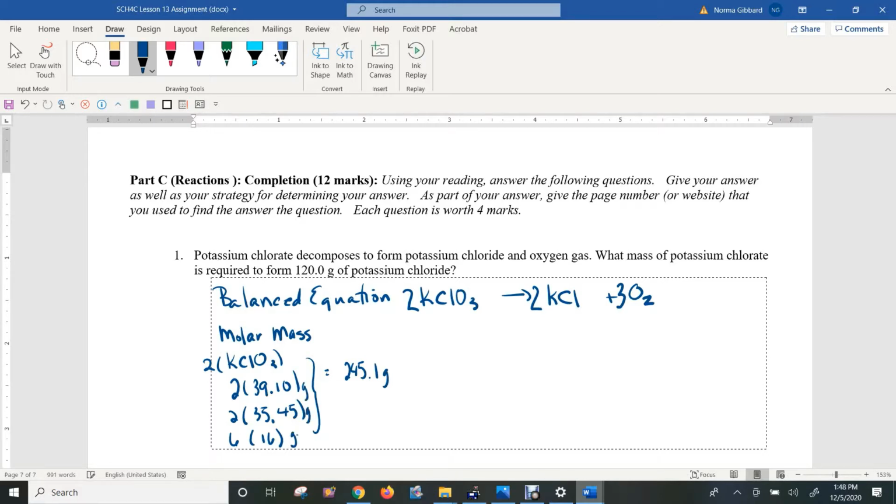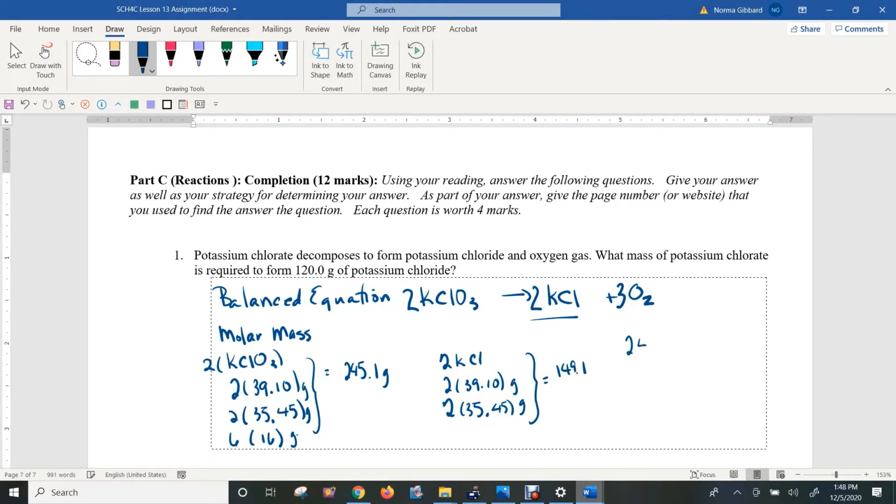Now we'll do the same thing for our second one, potassium chloride. So we have 2 KCl. So we will do 2 times 39.1 and 2 times chlorine, which is 35.45 grams, and that is going to equal 149.1.